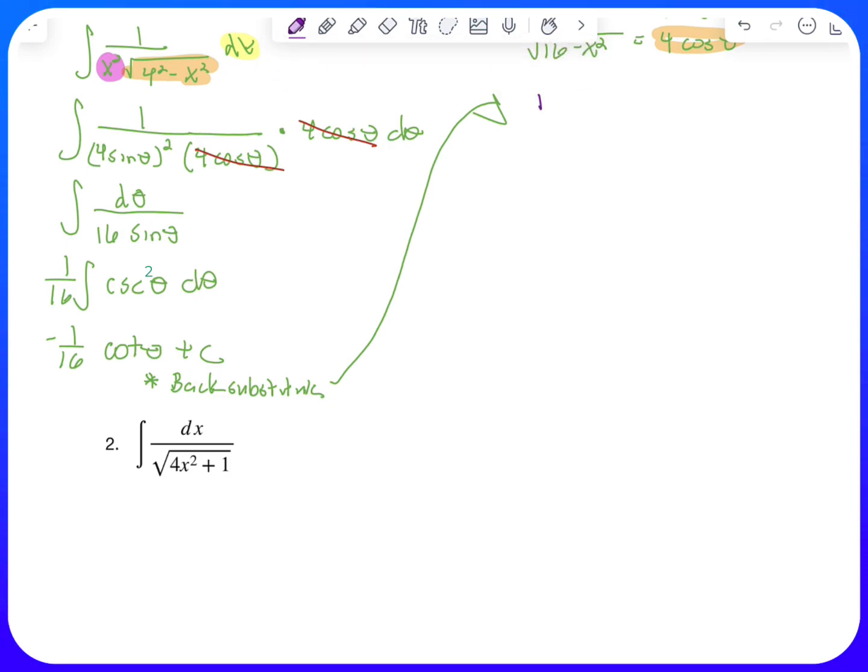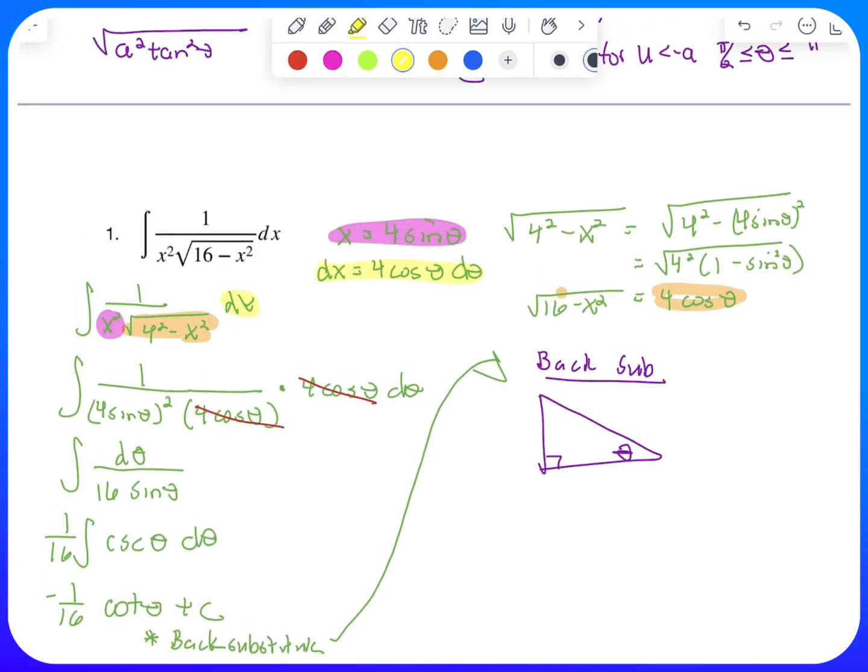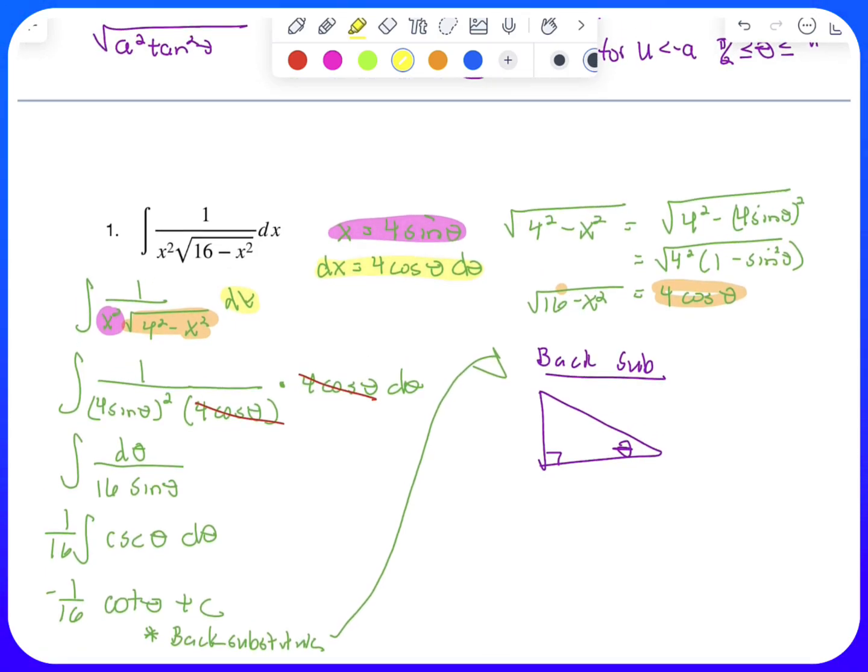We were given, or we figured out, that x was equal to 4 sine theta. So let's solve that equation for theta. We know x is equal to 4 sine theta, so that means sine of theta is equal to x over 4. Remember from trig class that sine is equal to opposite over hypotenuse.